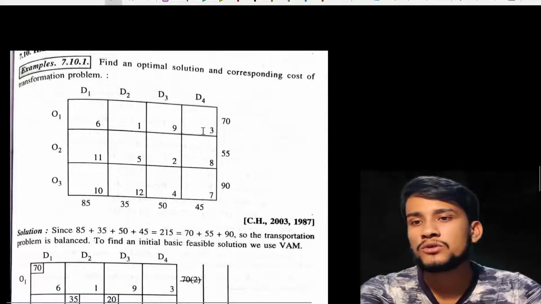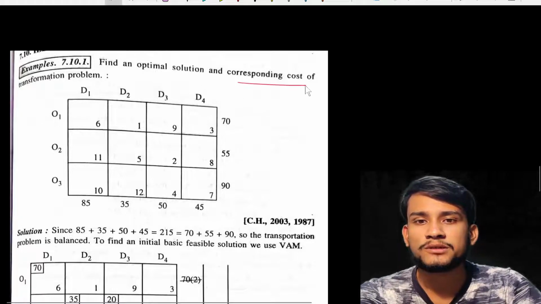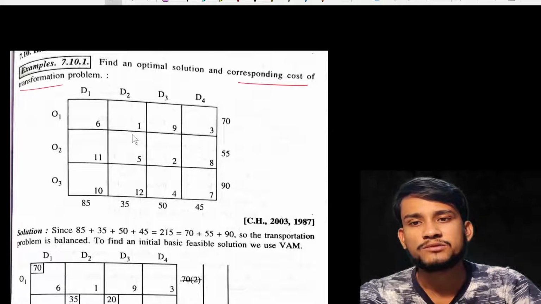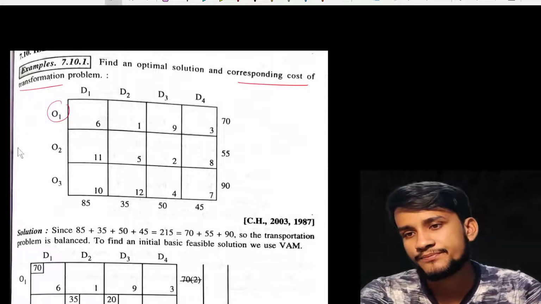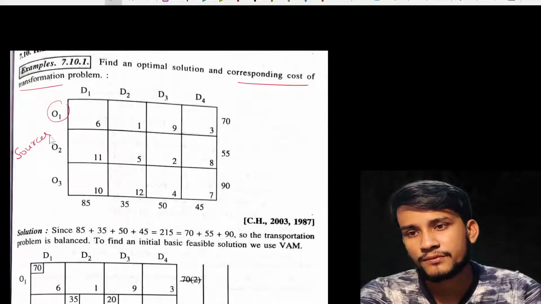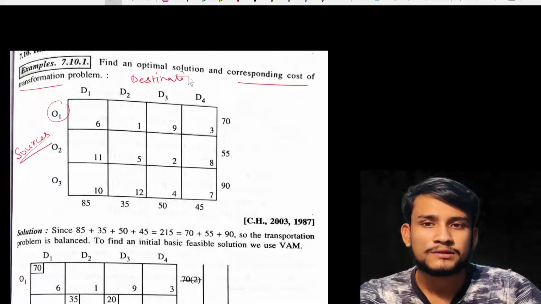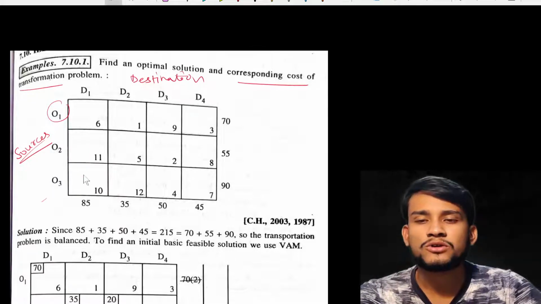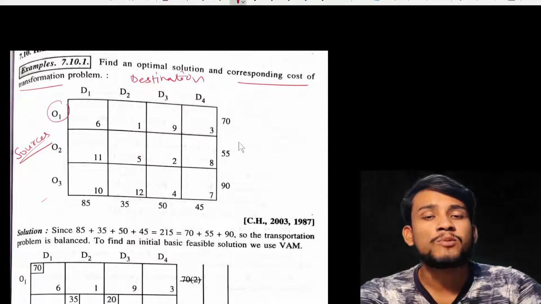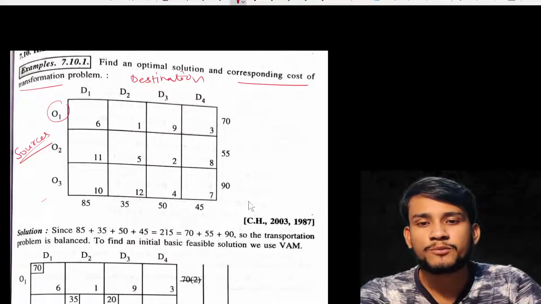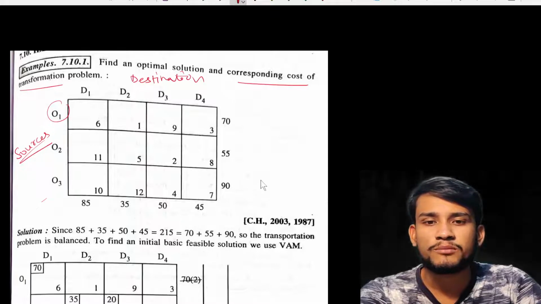The example says: find the optimal solution corresponding to this transportation problem. These are the sources and these are the destinations. There are 3 sources or origins and 4 destinations. First we see whether this transportation problem is a balanced transportation problem or not.